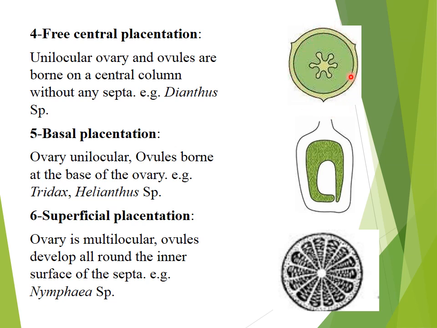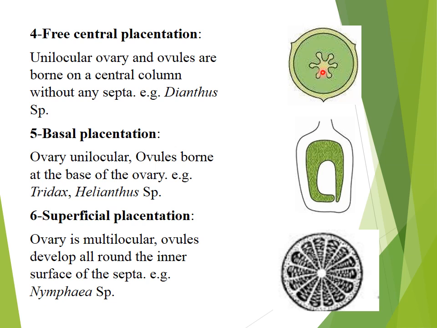Next is basal placentation. The ovary is unilocular, one chambered. The ovule is borne at the base of the ovary. Examples are Tridax and Helianthus species.